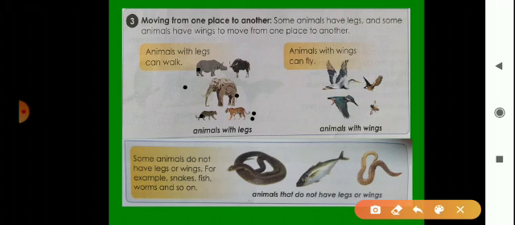And here are animals with wings. They can fly. They move from one place to another with their wings. Okay. Now next, some animals do not have legs or wings. For example, snakes, fish, worms and so on. They do not have legs or wings. So this is moving from one place to another.